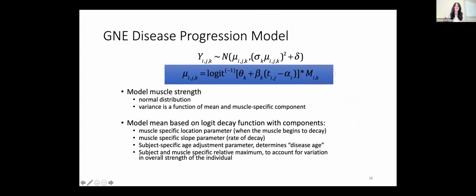Yeah, that is twofold, or estimated within the model itself. So that's a parameter that we estimate, this M, a maximum muscle strength for each individual. And it's what we call a hierarchical model, so that within a subject, we assume that the maximum strength across the different muscle groups will be quite similar.